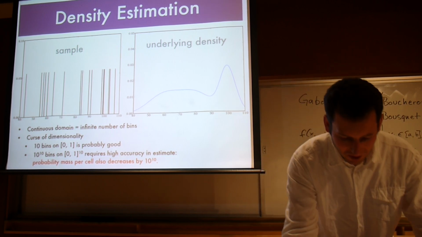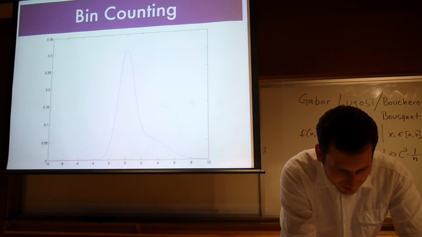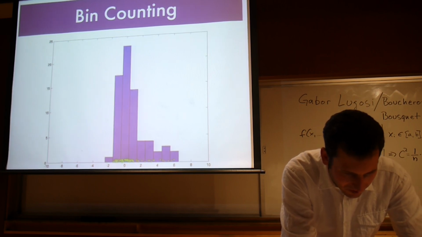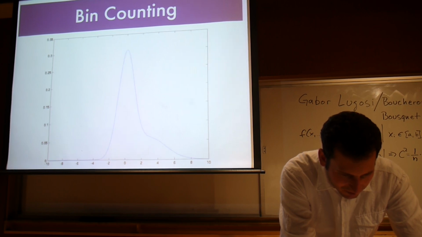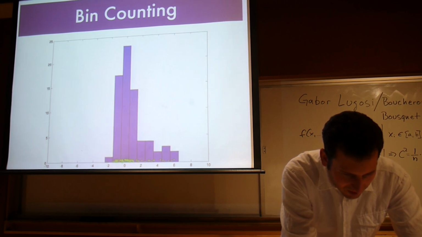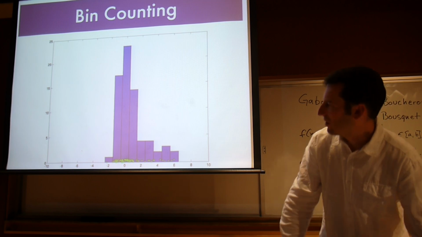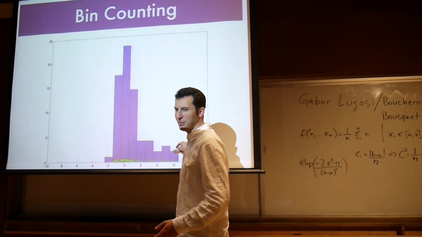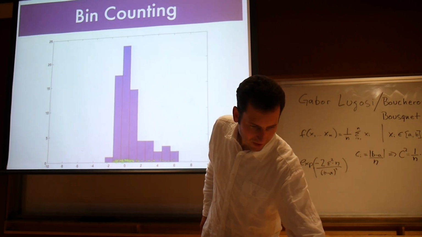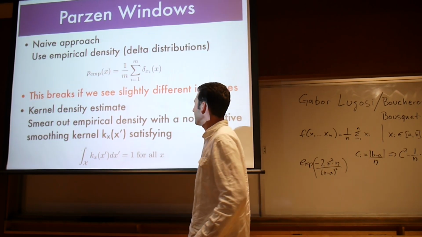On the other hand, in one dimension, bin counting is actually not so horrible, right? This is bin counting, and it works reasonably well. Now, the naive idea in Parzen Windows is, if we could smooth this out a little bit, we'd be in business. And that's what Parzen Windows really does.